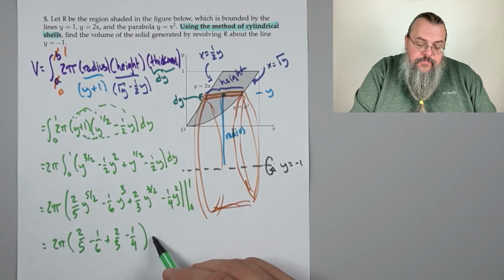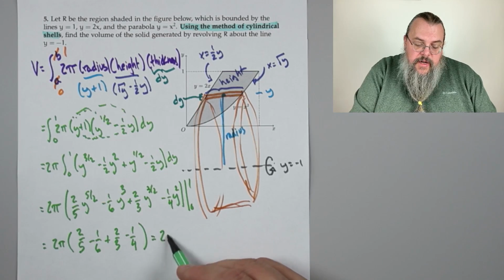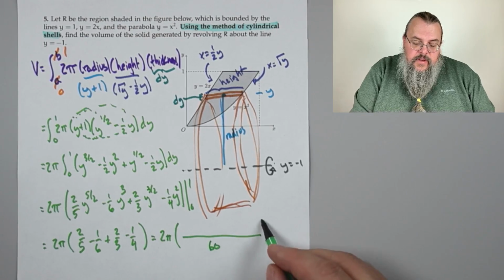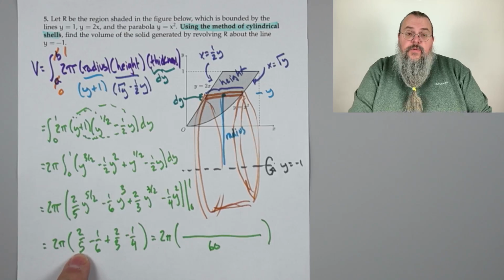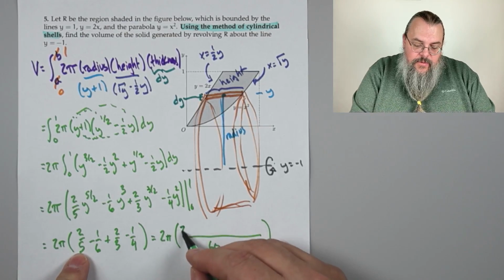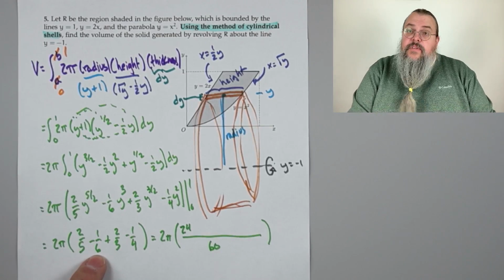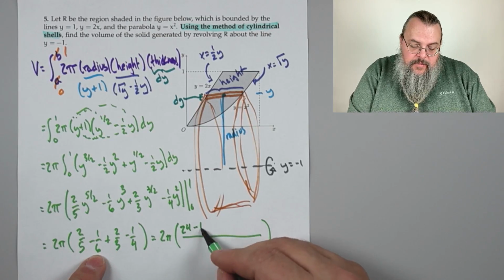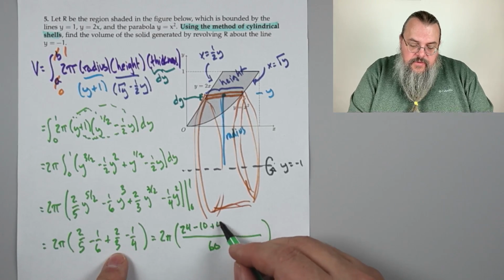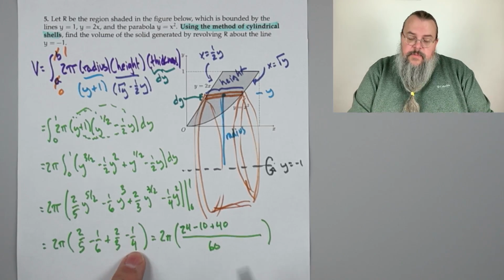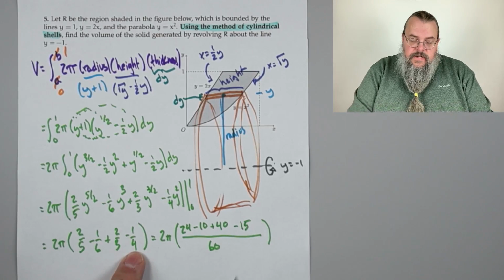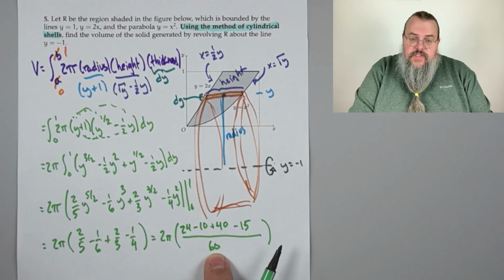Okay, so let's do that. So we have 2 pi, and now we have everything over 60. So, okay, what do we need? To get 5 up to 60, you multiply by 12. So 2 times 12 is 24. To get 6 up to 60, you multiply by 10. So that's minus 10. To get 3 up to 60, multiply by 20. So there's a plus 40. And to get 4 up to 60, multiply by 15. So that's minus 15. All right, so that's just putting everything over 60.